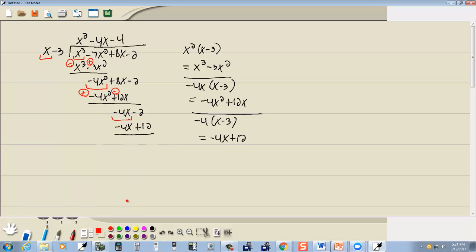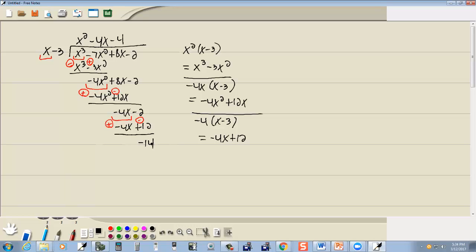Now we're going to subtract that line, which means flip signs. So the negative 4x becomes a positive. The positive 12 becomes a negative. Negative 4x plus 4x cancels. Negative 2 and negative 12 is negative 14.